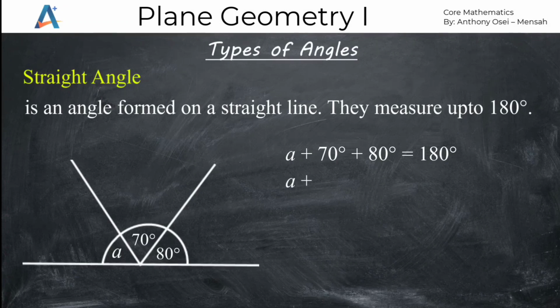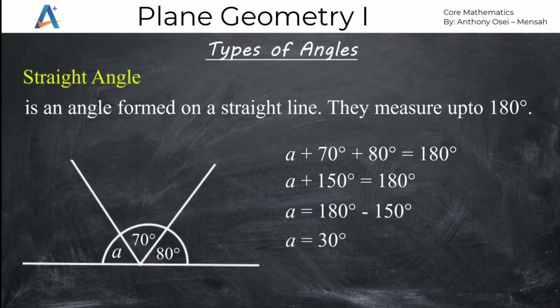Now, 70 plus 80 gives us 150, so A plus 150 is equal to 180 degrees. Now, we take the 150 to the other side to subtract from the 180. So we get A is equal to 180 degrees minus 150 degrees. If we subtract, we get 30. So A is equal to 30 degrees. That means the value of A is 30. Now when we add 30 to 70, we get 100. 100 plus 80 becomes 180. So that means that indeed this solution fits the question.